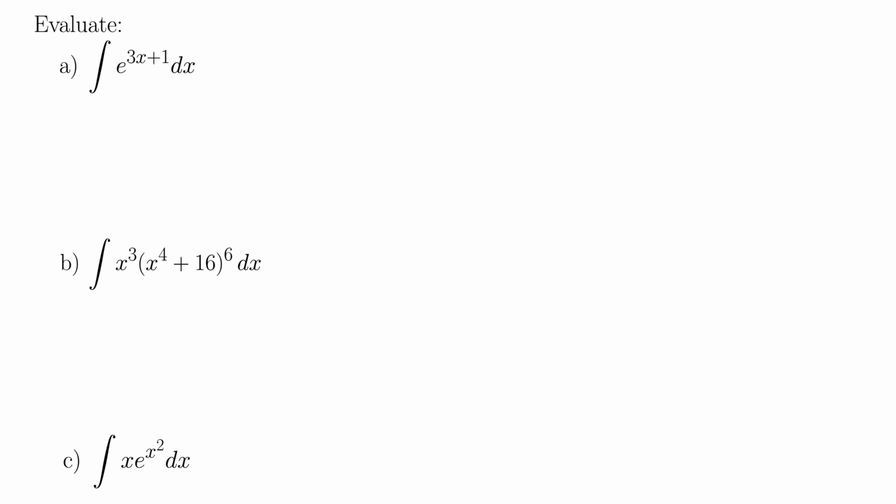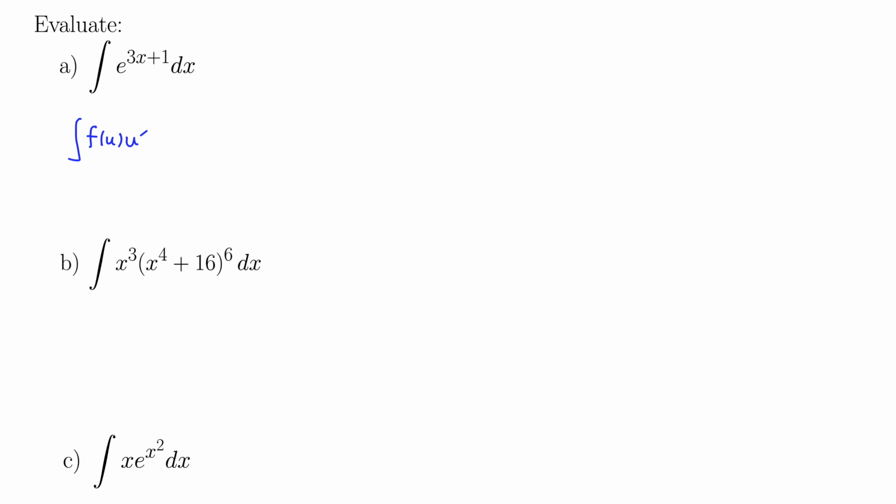Here we have three integrals to evaluate using u-substitution. The first one is the integral of e to the 3x plus 1 dx. So remember, what we're looking for when we do u-substitution is some kind of u such that the integral can be written as, oftentimes, f of u times u prime. Not always the case, but in general, the first thing to look for is a setup like this. Can we find such a u?